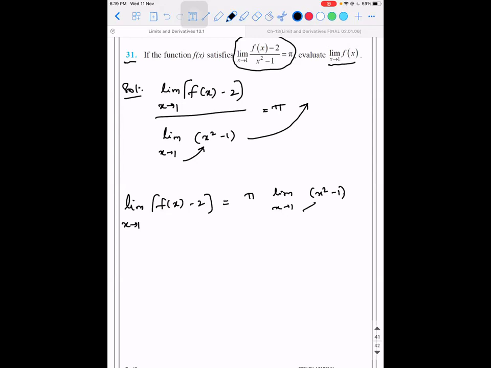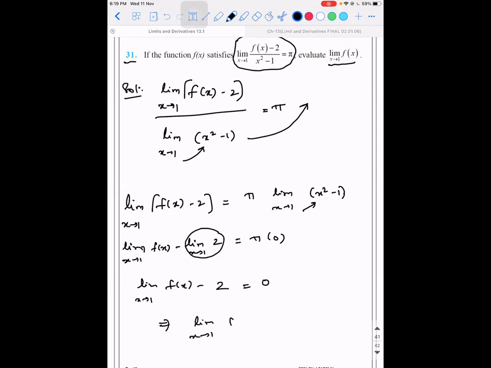Now if I substitute the limit on the right hand side, what will happen? It will become pi into 0. So left hand side, can I write it as limit x tends to 1 f of x minus limit x tends to 1 2? Yes, sir. Then limit x tends to 1 f of x minus limit x tends to 1 2, how much is that? It is just 2. So this will be equal to 0, which implies limit x tends to 1 f of x is how much? It's 2. That's what they're expecting. So the answer to this is 2.